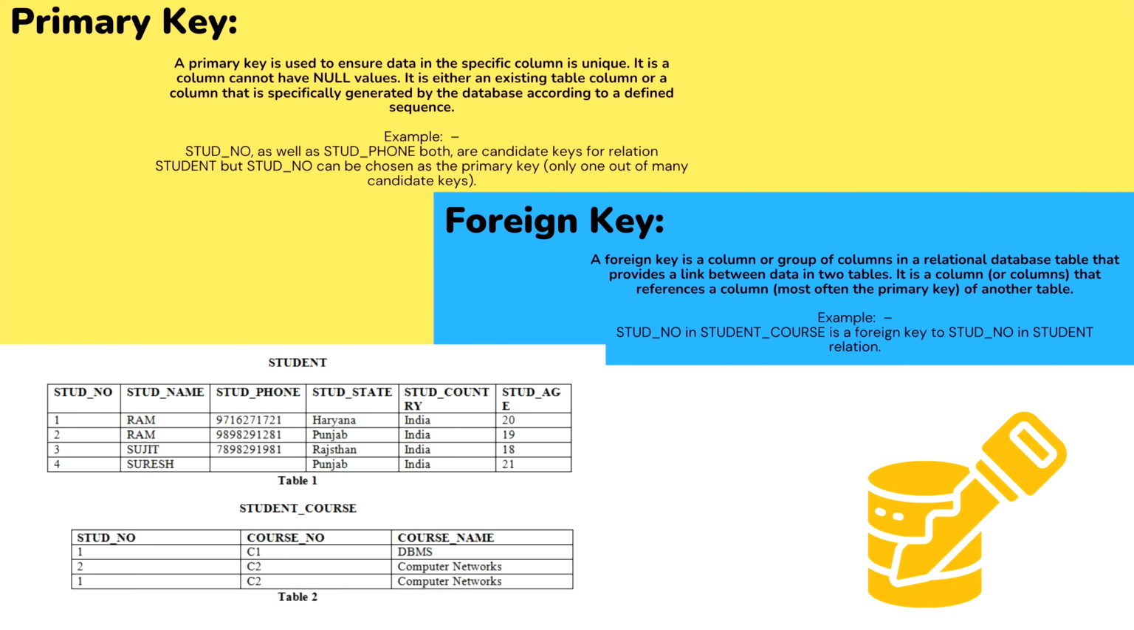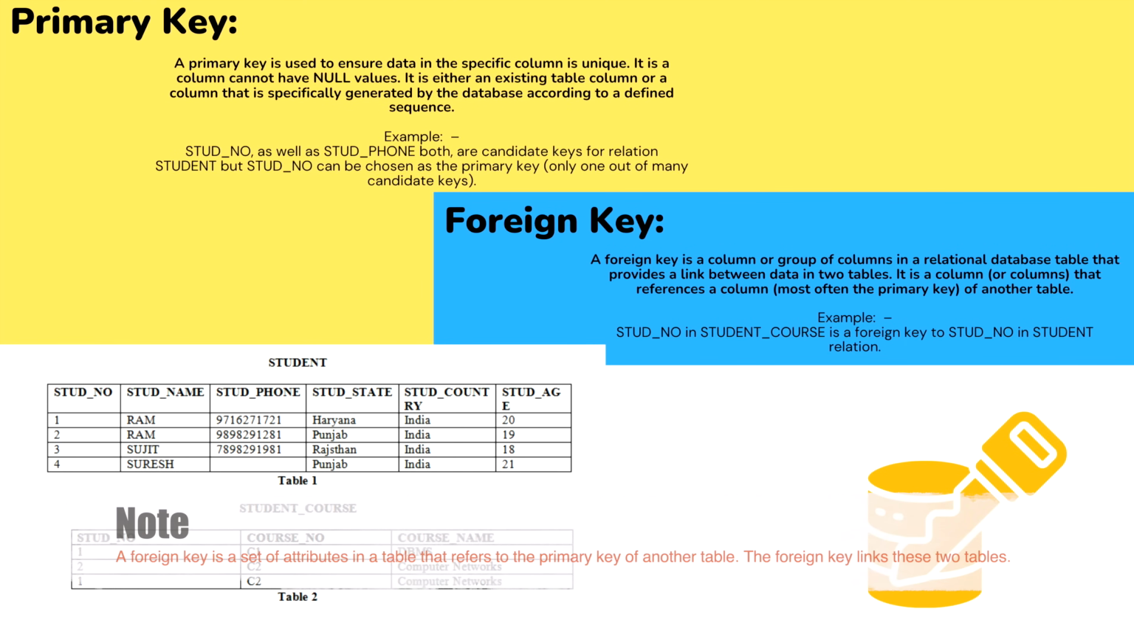The column cannot have null values. It is either an existing table column or a column that is specifically generated by the database according to a defined sequence. For example, you can see a snapshot at the bottom left corner of your screen where I have a table named student and another table named student course. In the student table, student number is going to be used as a primary key because it doesn't have any null value and all the records are unique. In fact, the student name cannot be used as a primary key because it has duplicate data. And the student phone has a null value, so this column also cannot be used as a primary key.